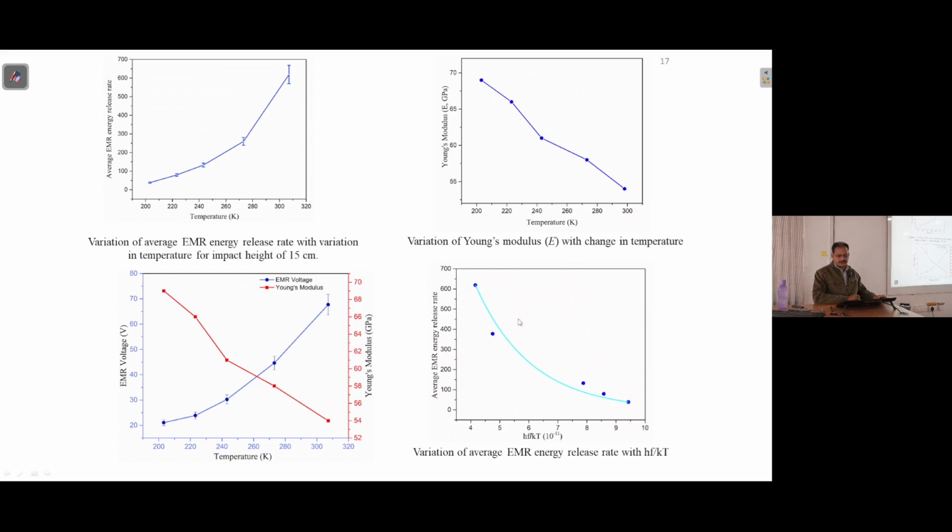And additionally we had tried to plot this energy. For that we plotted this EMR energy release rate with hf by kT. The thing is, this product of Boltzmann constant and the temperature is a quantity which is proportional to the thermal energy. So we used this ratio, where hf you can identify as the energy of the photon or the energy of the signal emitted, and this ratio and this energy release rate. So we got a good relationship with this.